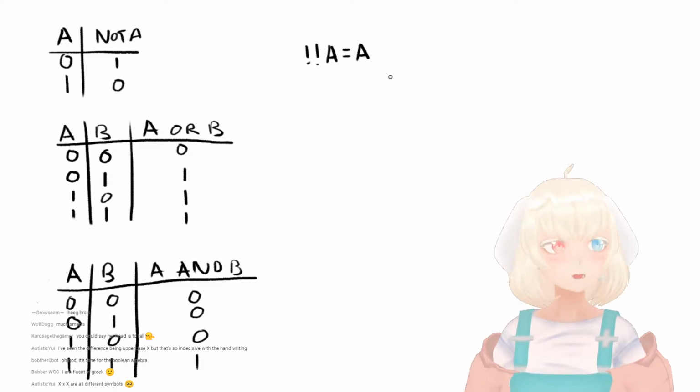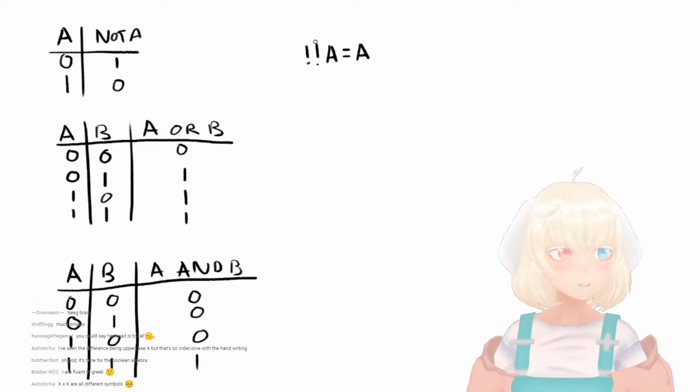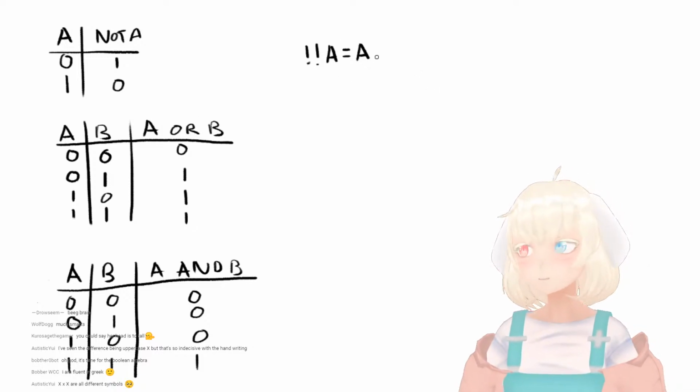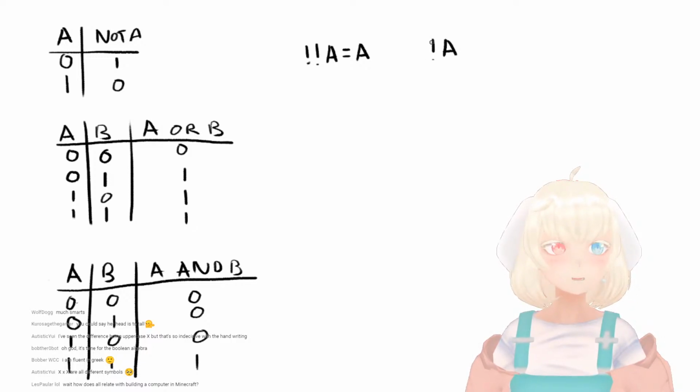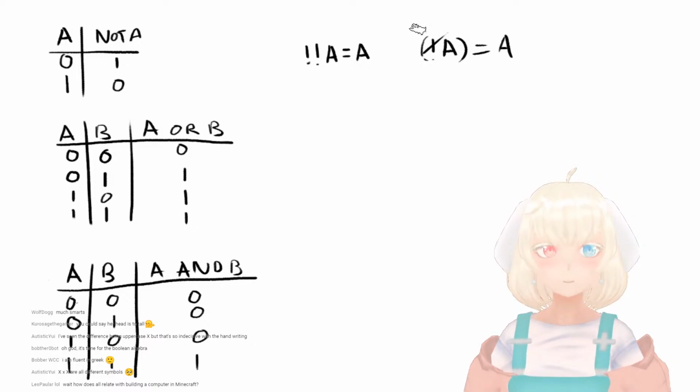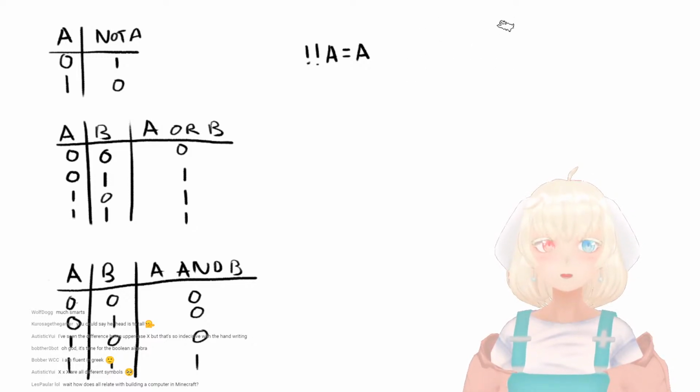All right. So over here, we have not not A equals A, right? And this is very intuitive. If you have not not A, then these two nots cancel out, right? So a lot of these rules are fairly simple.